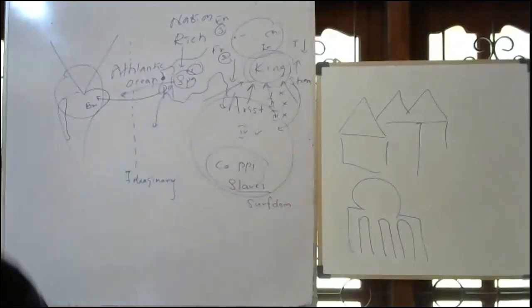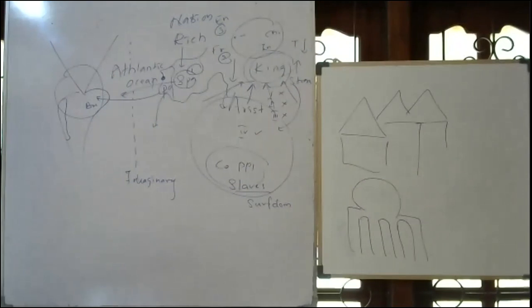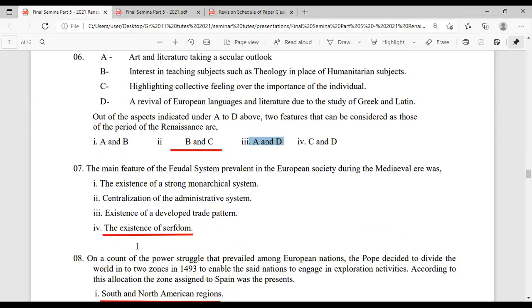So only three gave the correct answer: Kavin, Hansika, Tevindi. They gave the fourth answer. So only three gave the correct answer, right? So then what is the answer for this one? See the existence of serfdom.